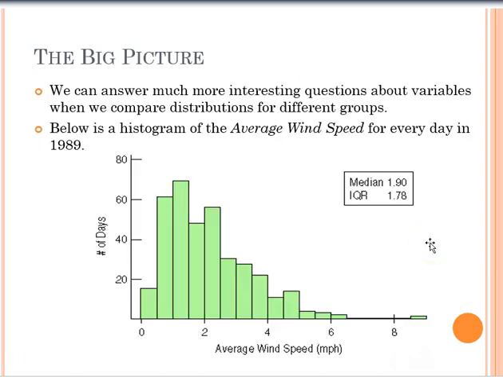So to give you an example of how you can create groups of things and compare them, let's consider the average daily wind speed for a whole year. So this is data for 1989, and you can see that the distribution is skewed to the right. Most of the days in 1989 had small average wind speeds from 0 to about 4, and then there's a bunch of outliers that skew this data set to the right.